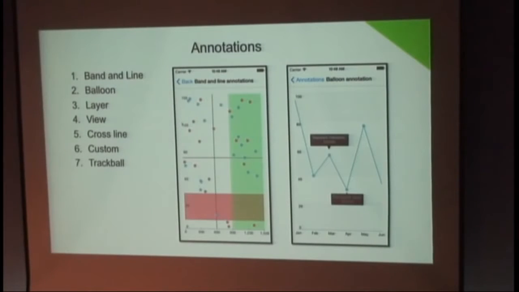So, annotations. Annotations was obviously another big piece of the puzzle. Band, line, balloon, layer, view, cross line, custom, and trackball. And you can kind of see here the cross line. This was a heavy request. Balloon for like a certain threshold that has been reached. And also we had the casual things that people come to love and expect, such as pinch and zoom, if you wanted to do that.